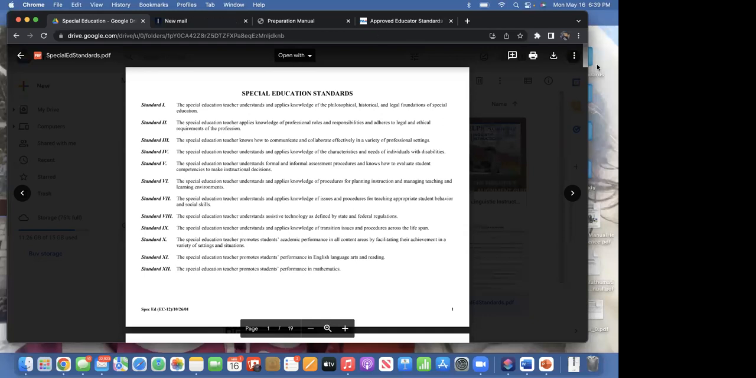So every content area begins with this document, or a document very similar to this, with your standards: what you are responsible for knowing, the information that you're responsible for, and then the particular skills or application of that knowledge that you should be able to do.